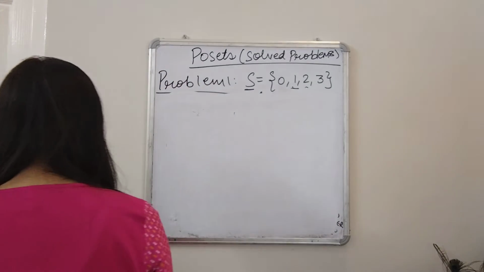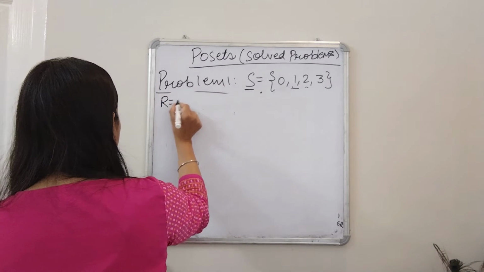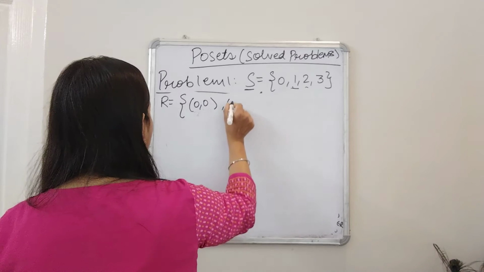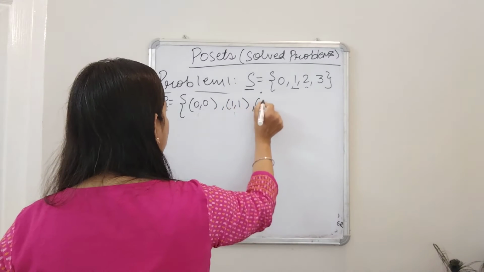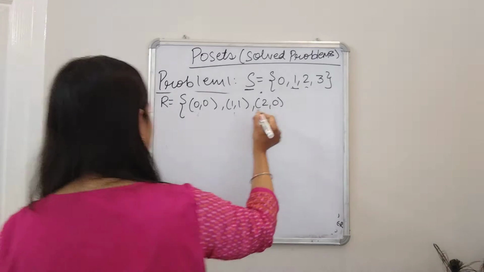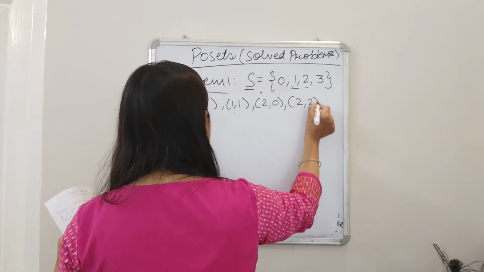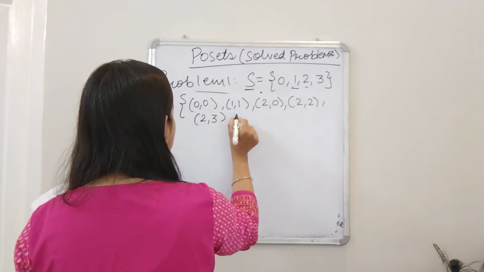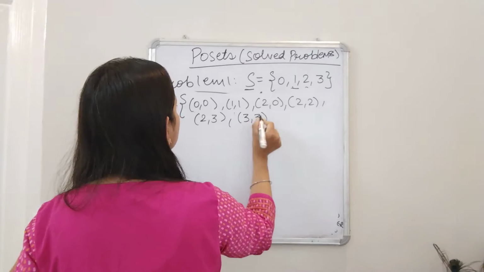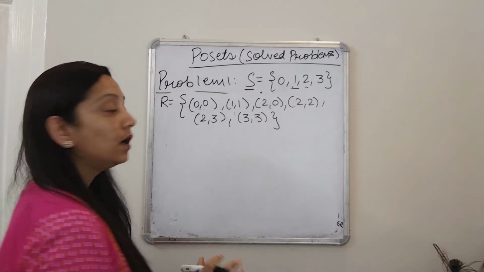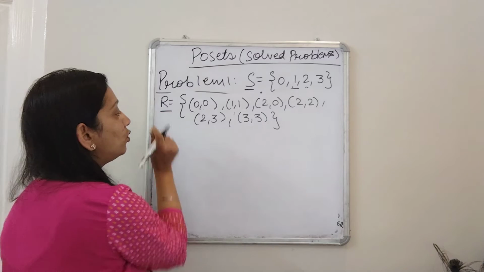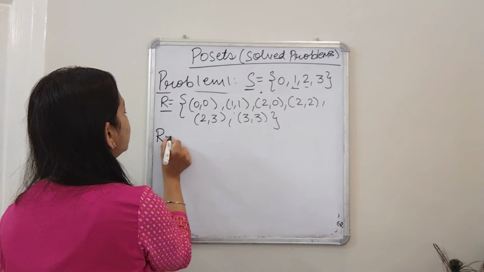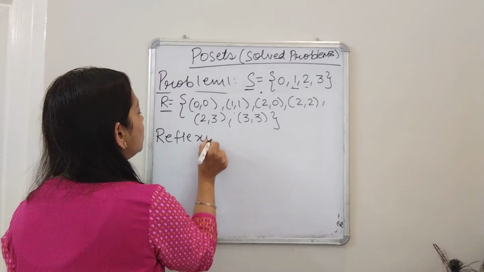This relation set is as follows: R equals the ordered pairs (0, 0), (1, 1), (2, 0), (2, 2), (2, 3) and (3, 3). Now I want to find out whether this relation is a partially ordered set or not. So first of all, let's check if it is reflexive or not.